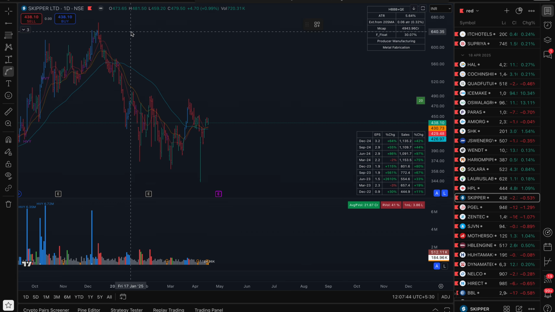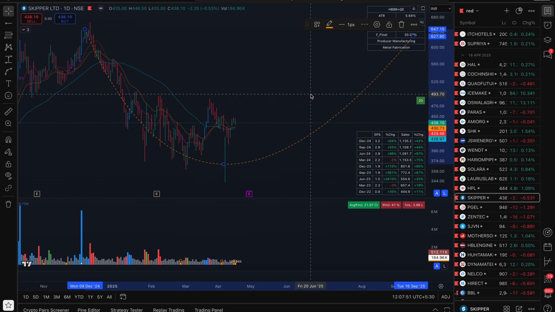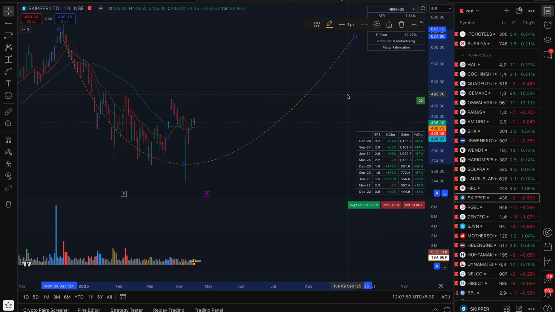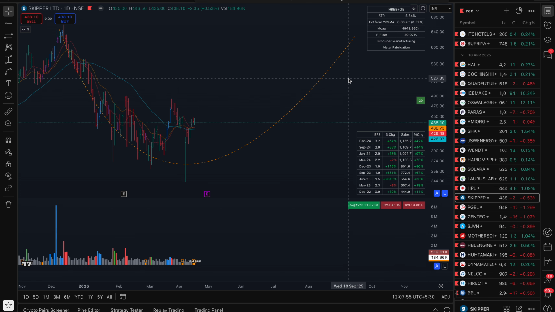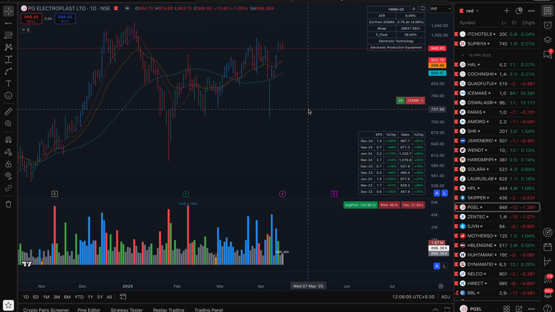Just for people who are unable to understand what I mean by this, I'm just trying to picture a base formation something like this, and if that is the case, this is the low of that base. Okay, so these are it. Now, PGEL is, in my opinion, an actionable base.